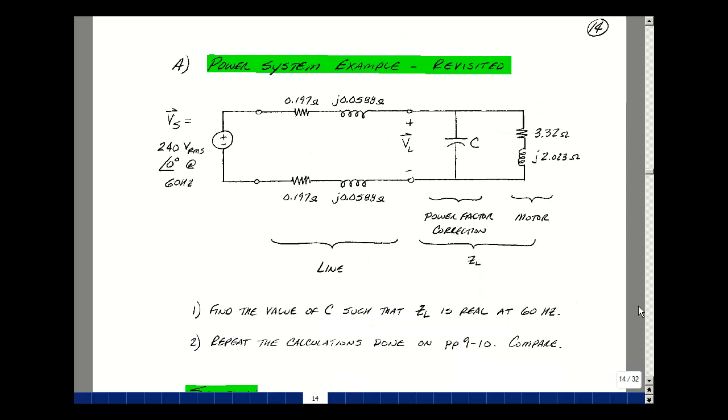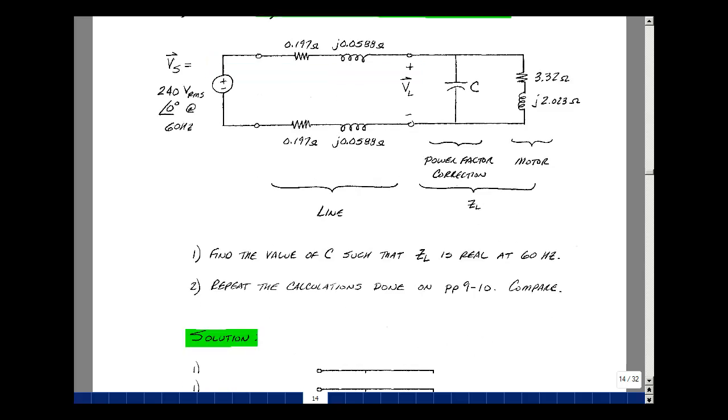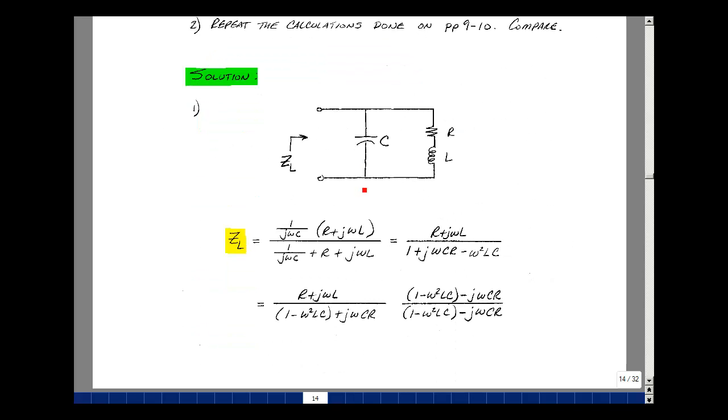Let's take a look at our power system example again, and let's calculate the value of C that we would need to add to resonate this load at 60 Hertz. Now let's repeat the calculations we did on pages 9 and 10 and see what the power savings are in this particular case. Okay, so we're going to add a capacitance across the load. What I need to do is to find the value of C that would produce a real part with an imaginary part that's equal to 0.